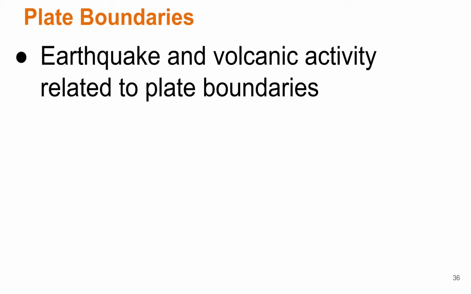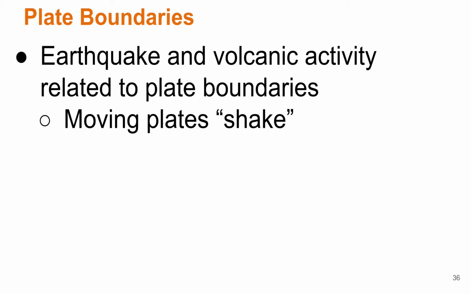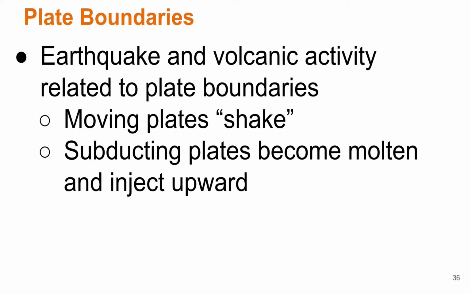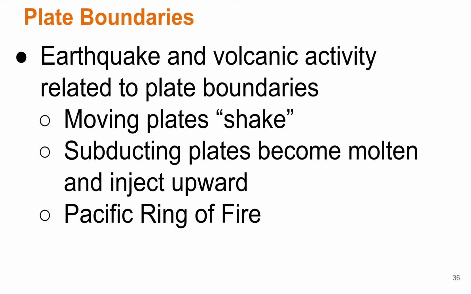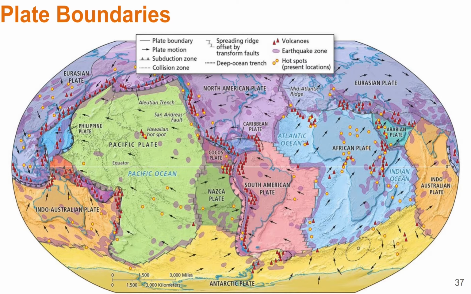Earthquakes, volcanoes happen at the plate boundaries. Moving plates shake, subducting plates melt and get injected upwards, creating the Pacific Ring of Fire. So this is a map of the names of the plates, locations of important earthquakes and volcanoes. They've just got earthquake zones, and then hotspots, which is when a plume of material comes up and melts its way through the crust, for example, forming the Hawaiian Islands.